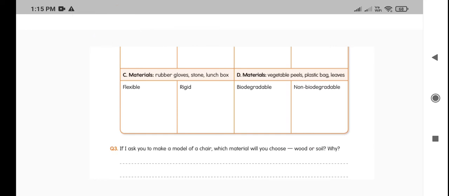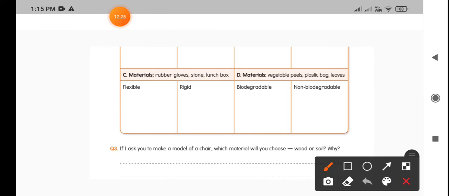And the next one, when you see materials like rubber gloves, stone and lunch box, which are flexible and which cannot bend, which can bend? Which cannot bend, that character is called rigid, which can bend is flexible. So the rubber gloves show the flexibility. Rubber gloves can stretch, can bend.